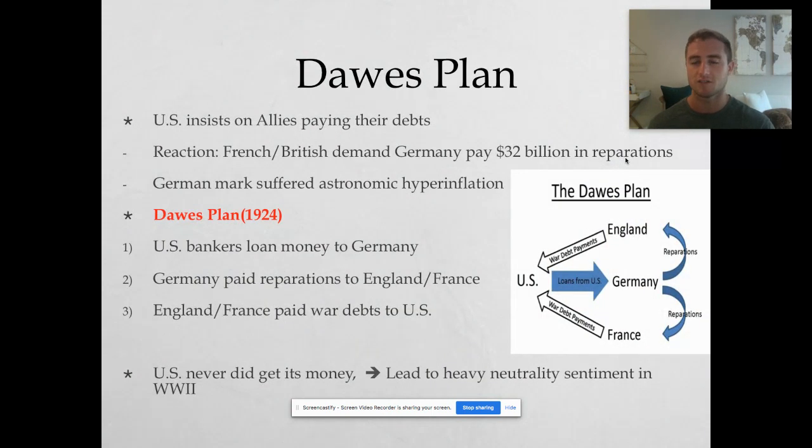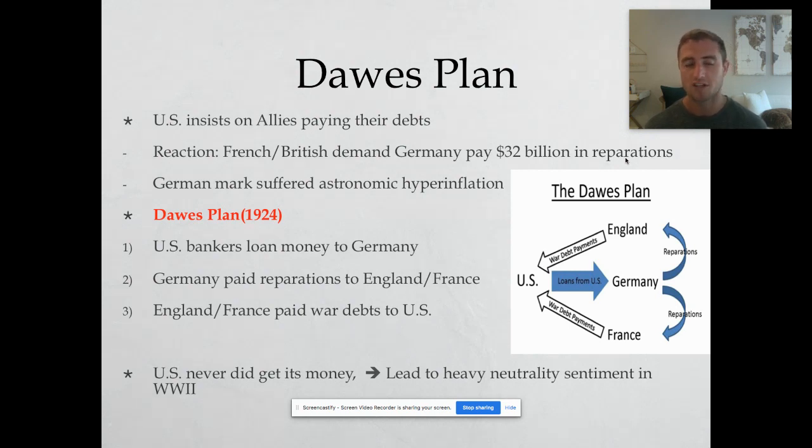All of this is really what led up to the Dawes Plan. The U.S. is insisting on the Allies paying their debts. The French and the British are demanding Germany pay back $32 billion in reparations. Germany is going through hyperinflation. The Dawes Plan is an attempt to help out Germany in this situation.